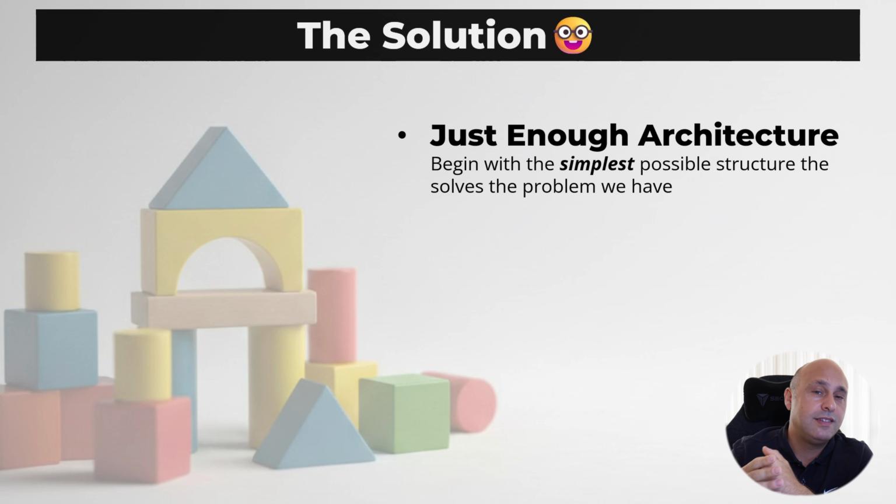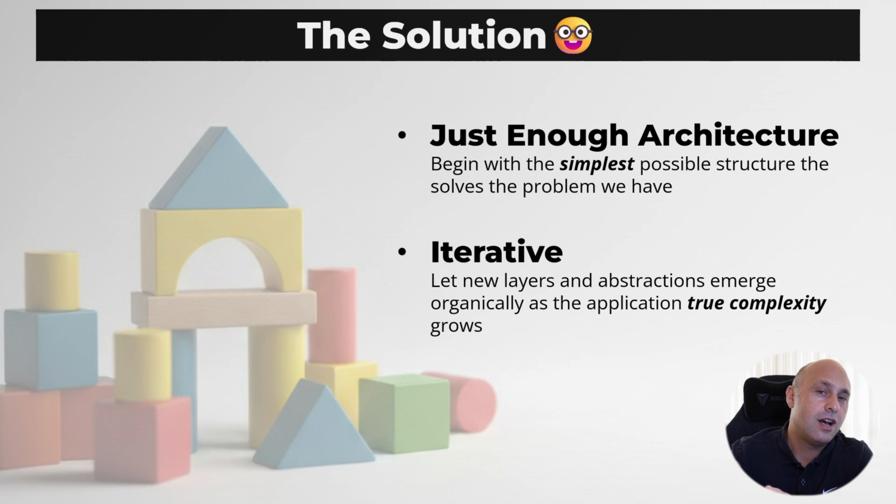The second point is that we need to embrace an iterative approach. So our architecture isn't set in stone, we can allow it to evolve. We let new layers and abstractions emerge organically as the application's complexity grows. This is just-in-time architecture, not just in case. Which brings me to the next point, that we need to treat each layer in our application as an investment. Each layer has a cost. We need to build it and we also need to maintain it in the long term.